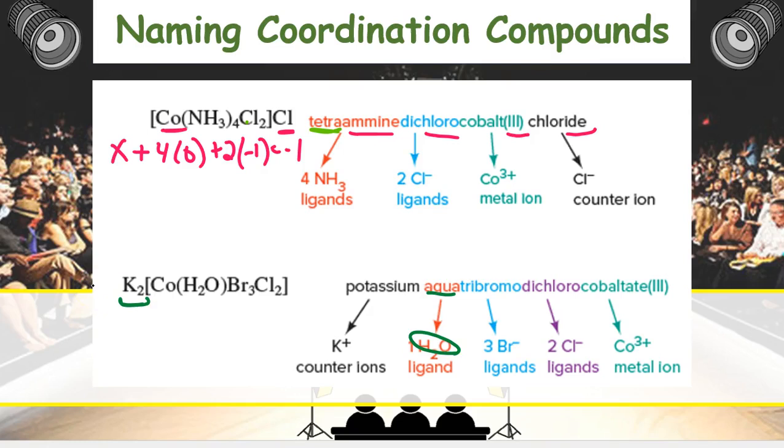How did I end up getting the oxidation number? Well, I went ahead and looked at my overall coordination compound here. So I know that this metal ligand complex has to be plus because we have a chlorine that's going to be a minus charge.